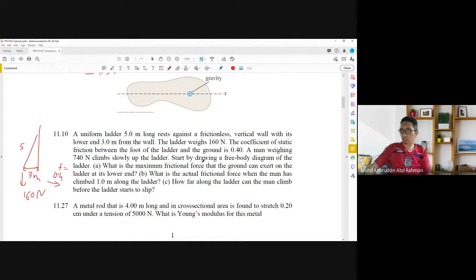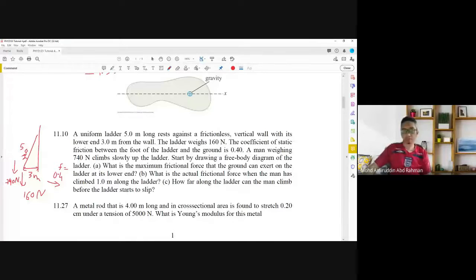A man weighing 740 Newton climbs slowly up the ladder. So a man, weight 740 Newton. You need to draw the free body diagram, and then find the maximum frictional force the ground can exert on the ladder at its lower end.